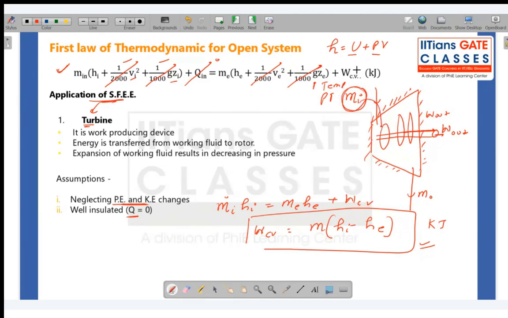The pressure will reduce. Temperature will reduce. So if temperature reduces, U will reduce, and basically enthalpy will also reduce. Simply, in simple words, the energy that the mass has is given to the rotors, and that energy is reduced when the mass comes out, and that's the enthalpy energy reduction. Okay, clear?